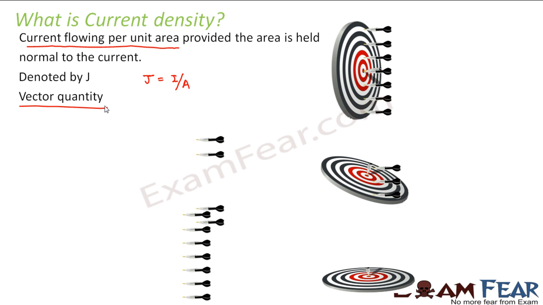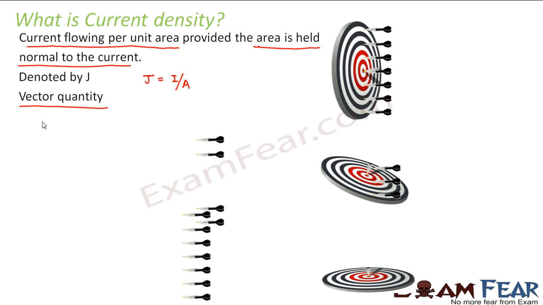When we define current density, we very clearly mention that it is the current flowing per unit area, provided the area is held normal to the current. That means if the current is flowing in this direction, the area has to be held like this. Only in that case would current density mean the current flowing per unit area, because otherwise the current flowing would not be the correct current flowing, right? If your area is changing its orientation, the amount of current flow is also changing.